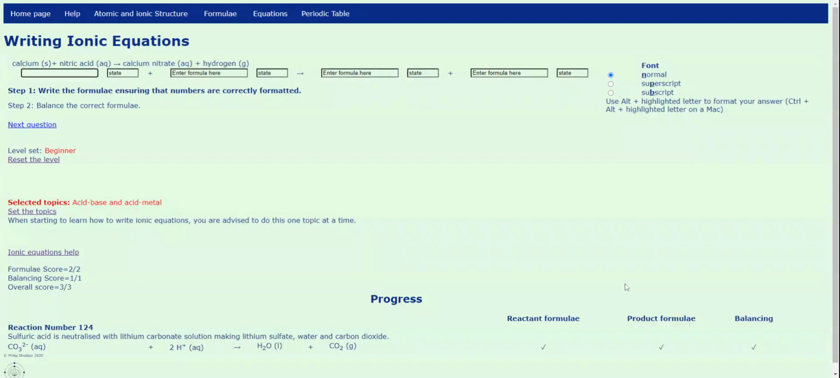So there we go. My advice with ionic equations, very strongly, when you start doing this, is that you do it one topic at a time. Don't try doing all the topics. So if you're doing metal displacement reactions, just write ionic equations for metal displacement reactions. If you're doing halogen displacement reactions, just do those, or if you're doing precipitation reactions, just do those. And then at a later stage, you can start mixing things up a bit.